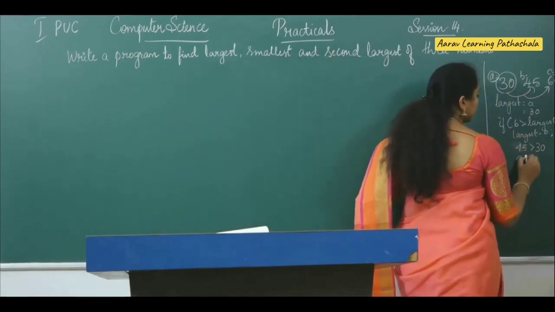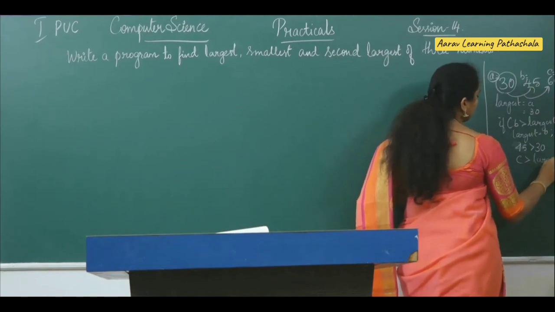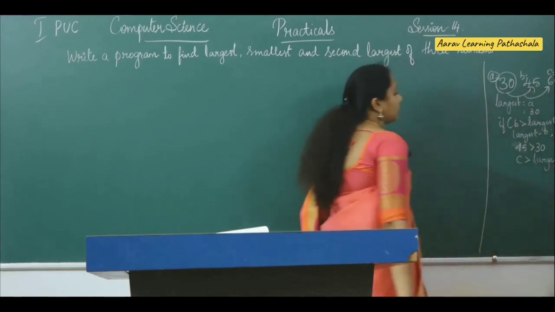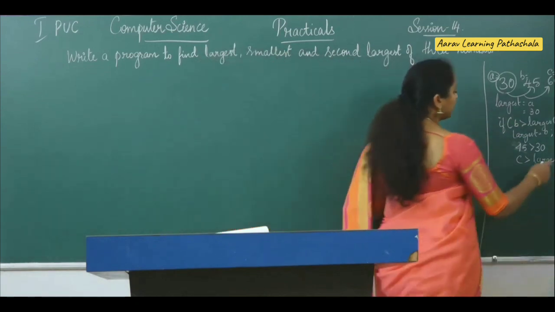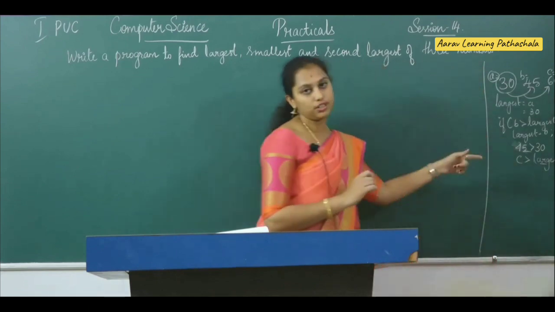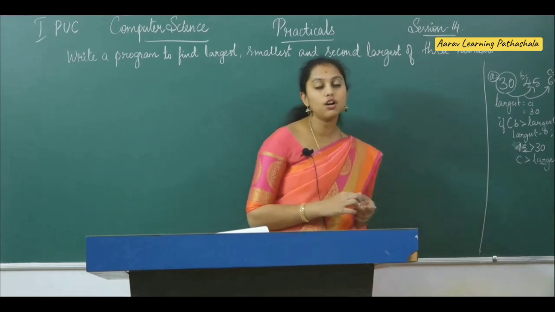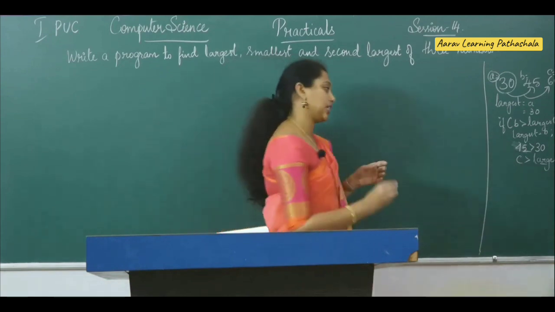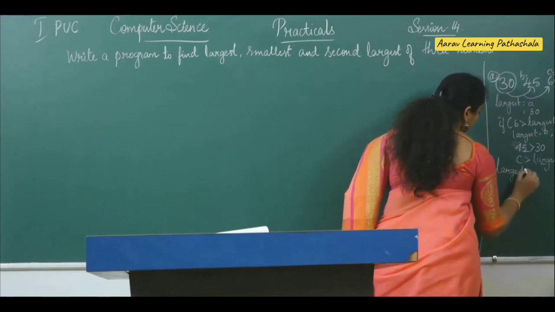If C is greater than largest, then we are going to print largest as C. So now the largest is B here. So we are comparing 60 with 45. So 60 is greater than 45. Hence the largest of these three numbers is 60. So largest is equal to 60.